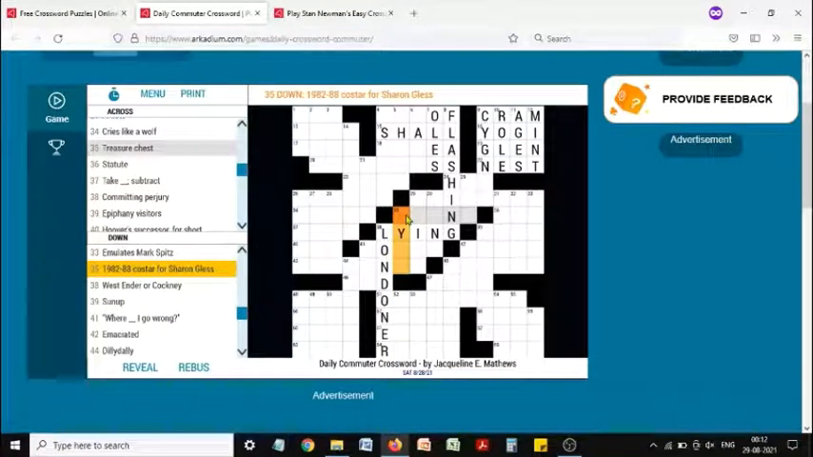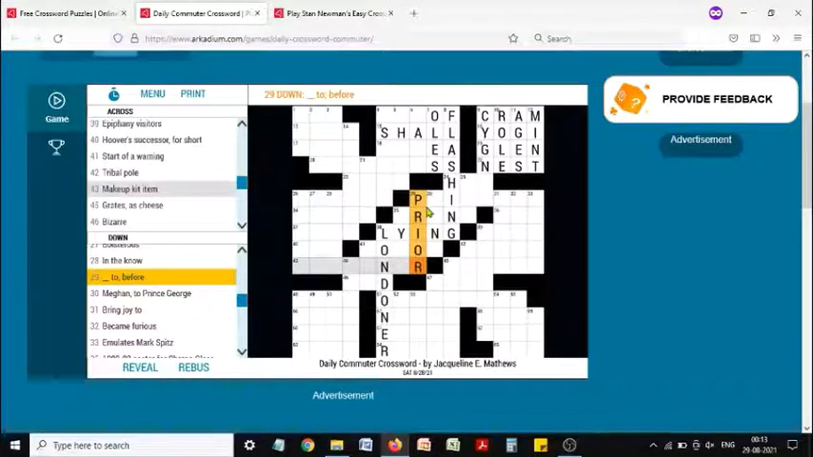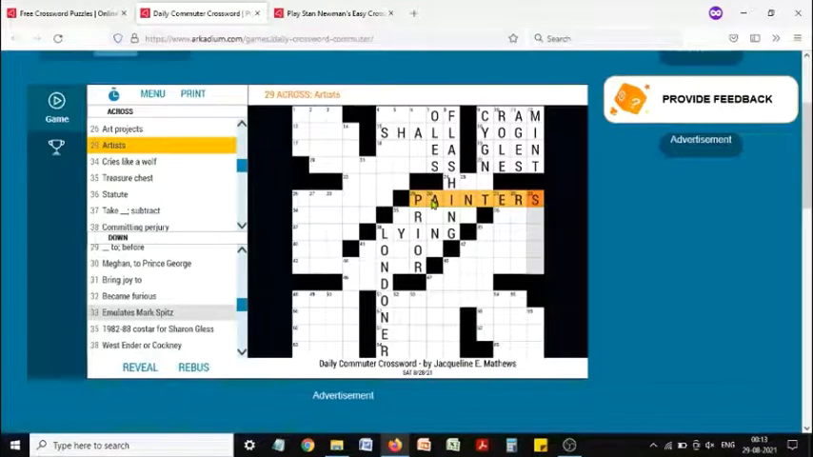35 down. 1982-88 post staff or Sharon Place. This is referring to some series that ran on for those 6 years, and someone who co-starred with Sharon Glass. I've never heard about her. 29-2 before. Prior to is before something. And now I think this should be painters, right? Because you have this, and it's not showing in red, so you know it's the right answer.